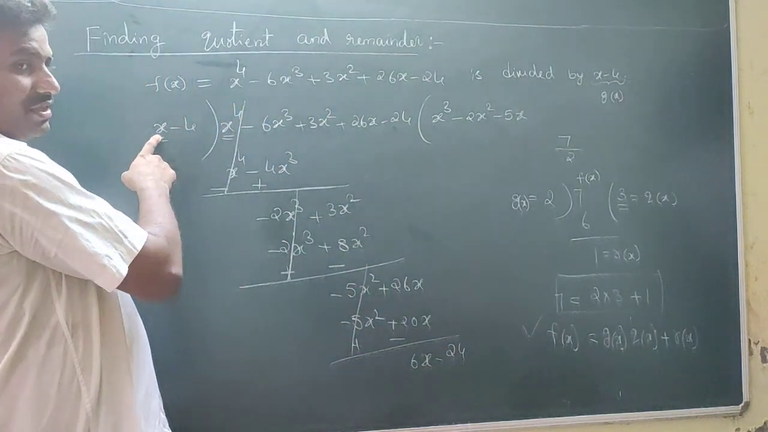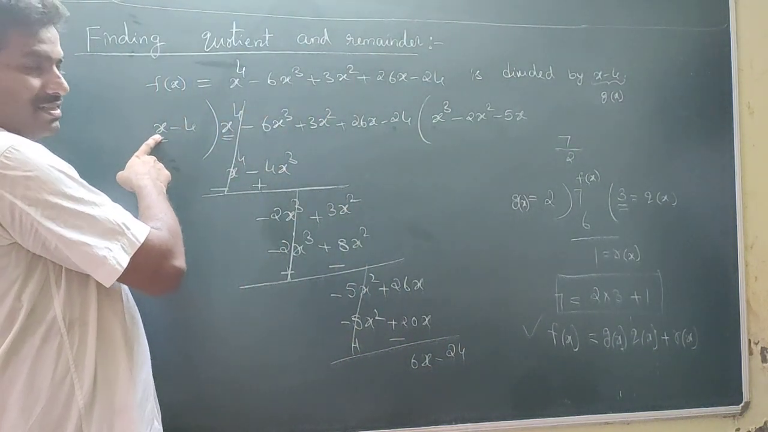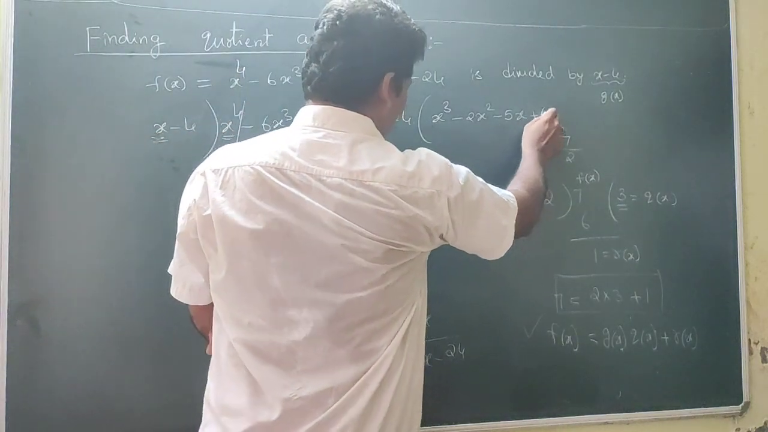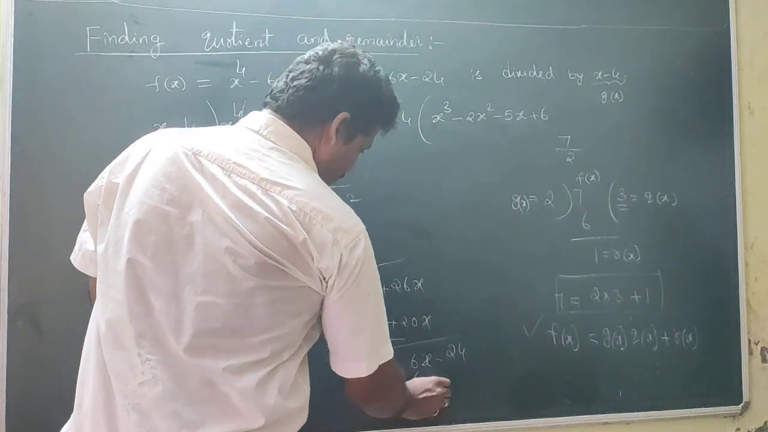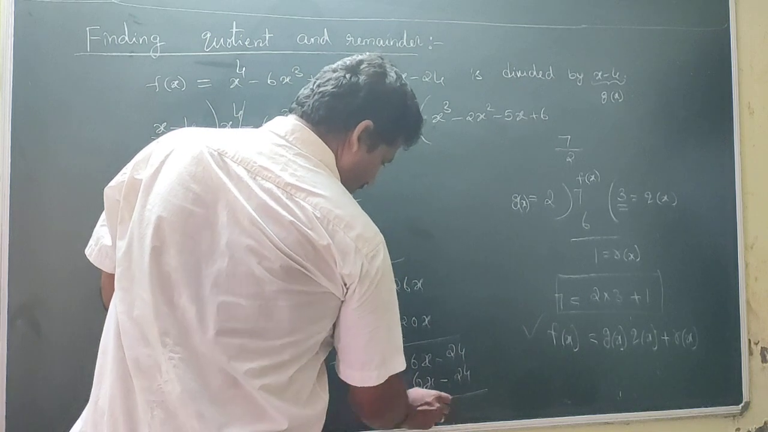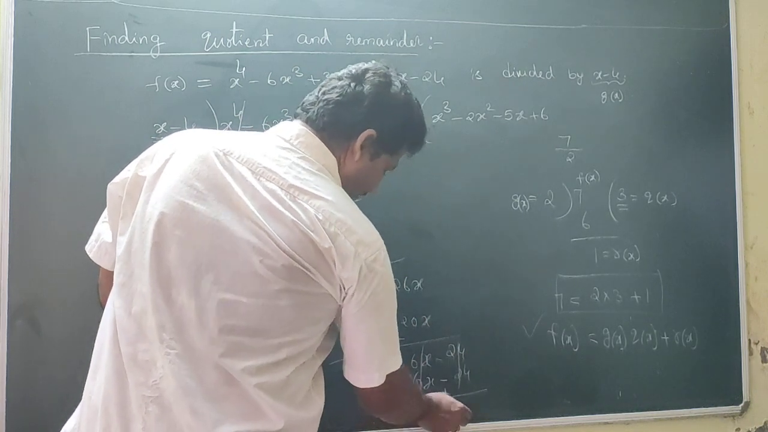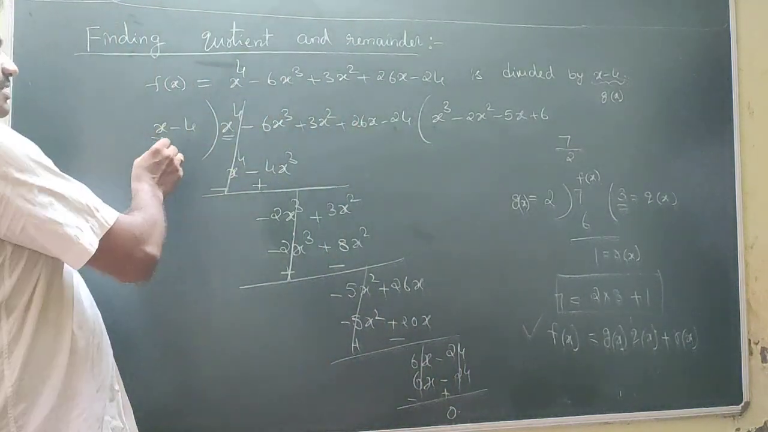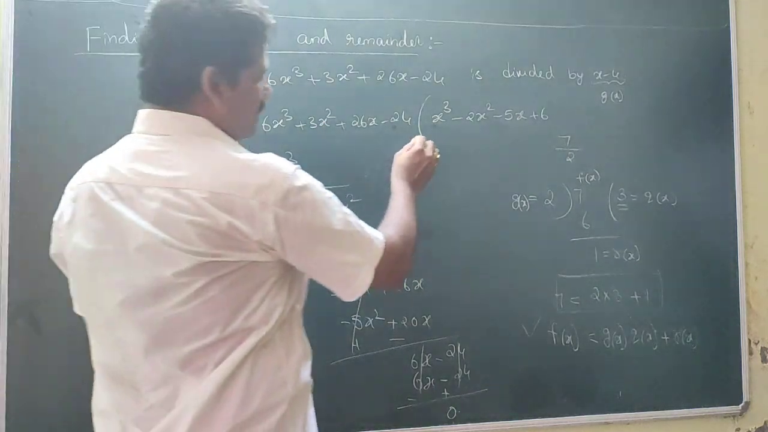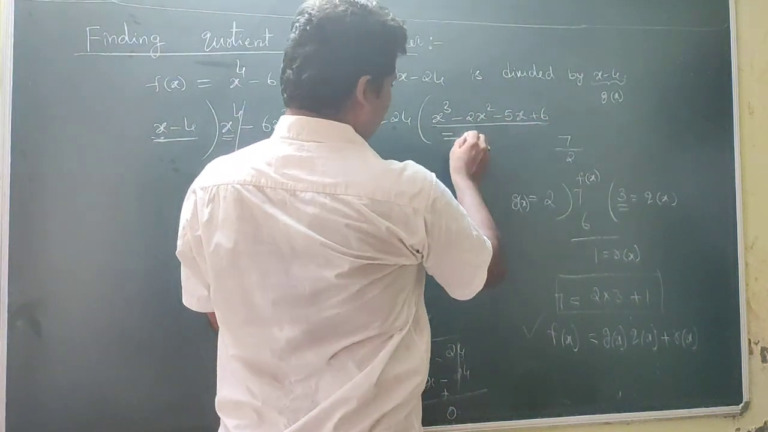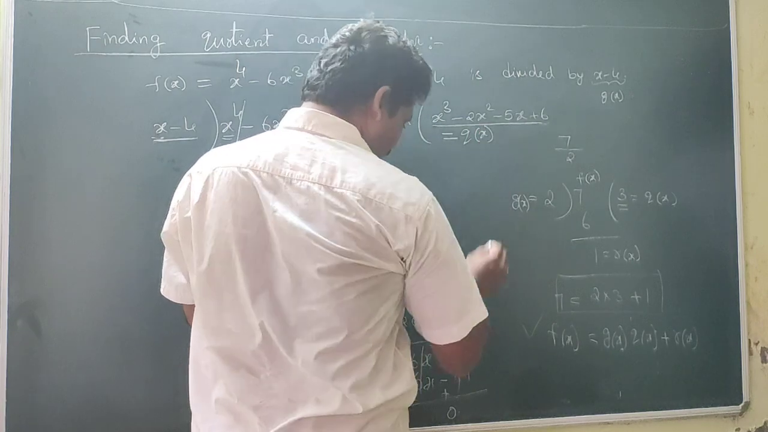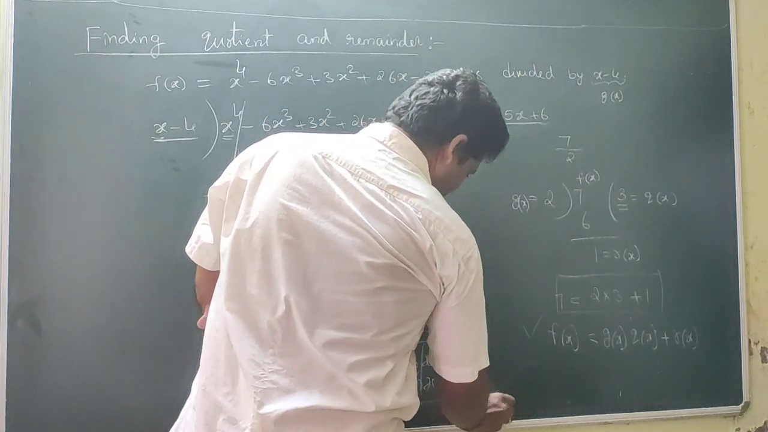So here it is x minus 4. You should multiply with plus 6. 6x minus 24. Minus, plus, cancel. So this is the g of x. Then what is the quotient? This is the quotient, q of x. And what about the remainder? r of x.